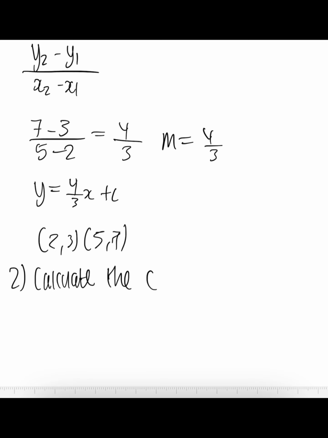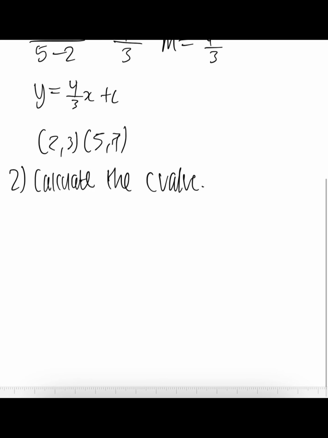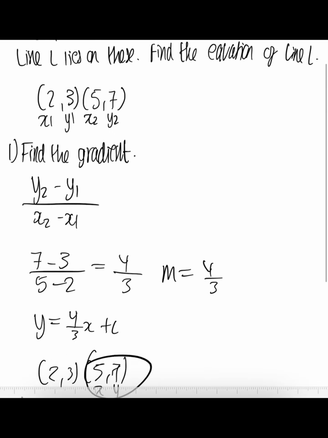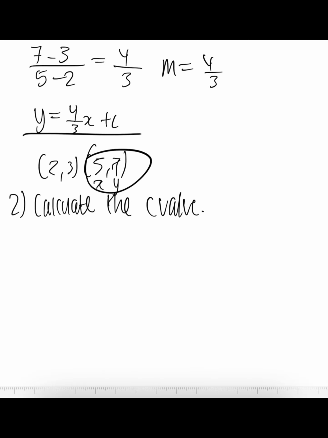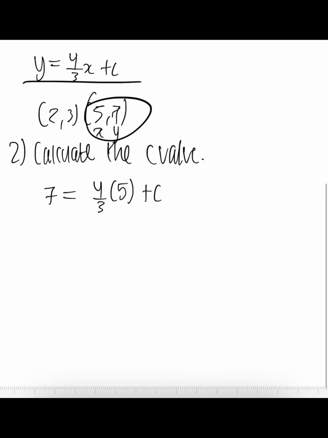Calculate the c value. Now all you have to do here is pick one of the coordinates, and you tell me one of them. Let's just assume you've picked this one, 5, 7. What you do is just label them x and y. And because it's y equals mx plus c, we'll just do 7 equals, then you've got the gradient, which is 4/3. What you want to do is now multiply the gradient by this value of x, which is 5. Then you need to remember the constant plus c. That's crucial because we need to actually calculate the value of it.